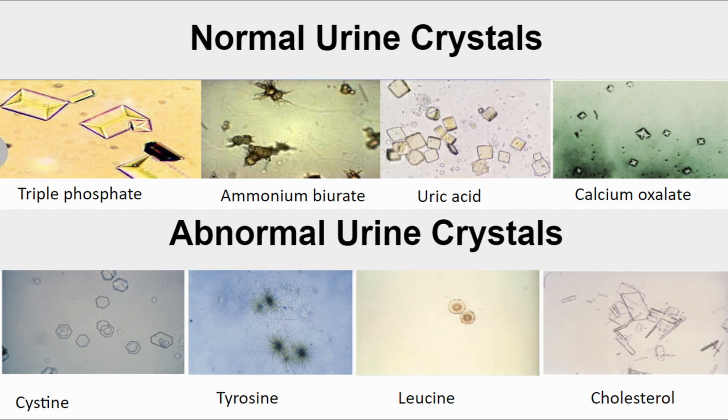Ammonium biurate crystals are yellow-brown in color and are seen in acidic urine. They have a thorny apple appearance, and these are seen in old specimens and may be associated with the presence of ammonia produced by urea splitting bacteria.